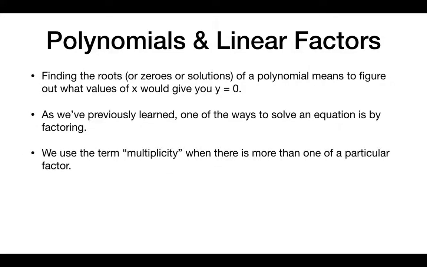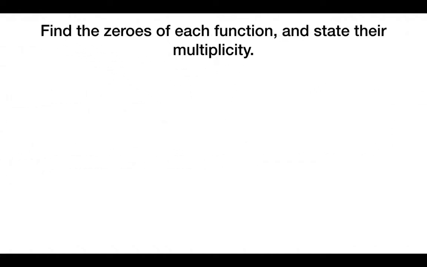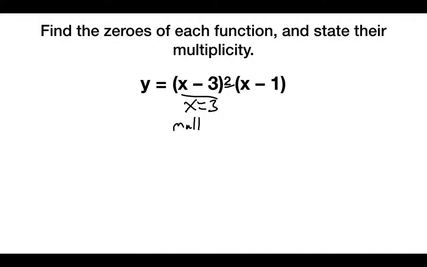And whenever we do factor, we use the term multiplicity when there's more than one of a particular factor. So let's find the zeros of each function and state their multiplicity. So here's our first one. In this case, let's first find the zero for this equation. x minus 3 equals 0 means x would have to equal 3. And because it's squared, that means our multiplicity would be 2.